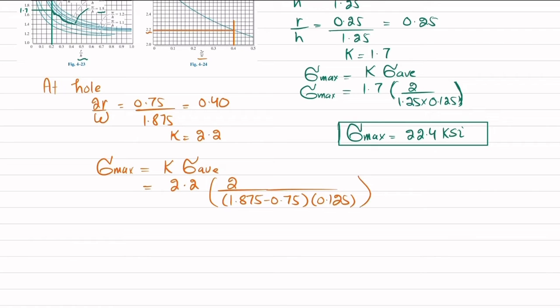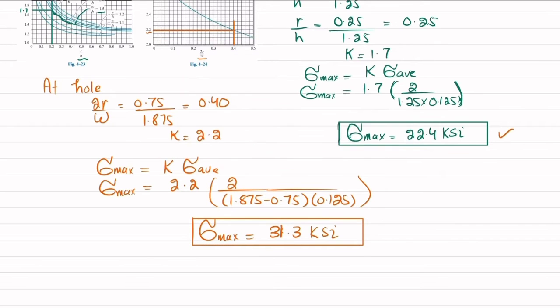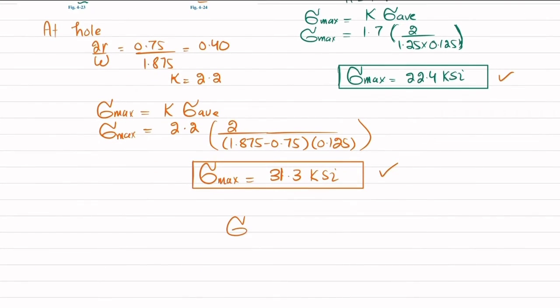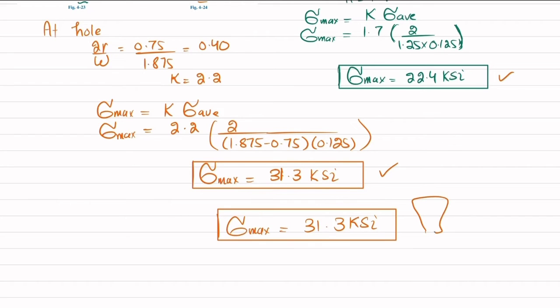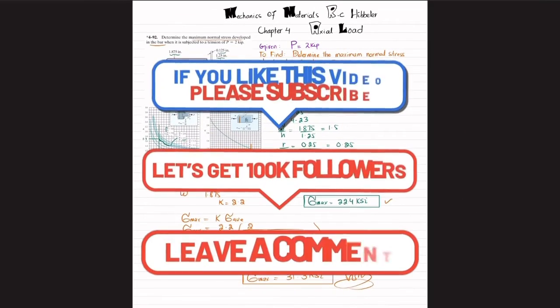Clear? And when you solve this, you will get the maximum stress, or stress concentration near the hole, which is 31.3 KSI. So now you have two values. One is this one and another one is this one. And in the question, we have been asked to determine the maximum normal stress developed in the bar. So the answer will be the maximum stress, that is 31.3 KSI, which is the answer of this question. And that was all about this simple problem 4-92.